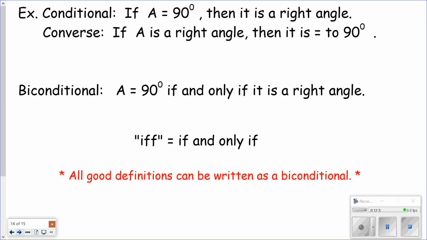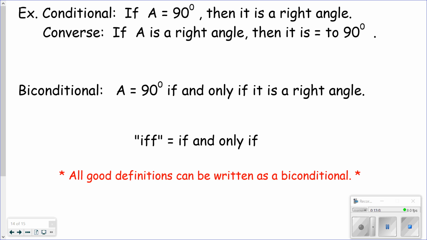All right, so here is our conditional. So if A is 90 degrees, then it is a right angle. Is that statement true? It is. The converse is if A is a right angle, then it is equal to 90 degrees. Is that statement true? It is. So since both the conditional and the converse statements are true statements, you can then create a biconditional statement.